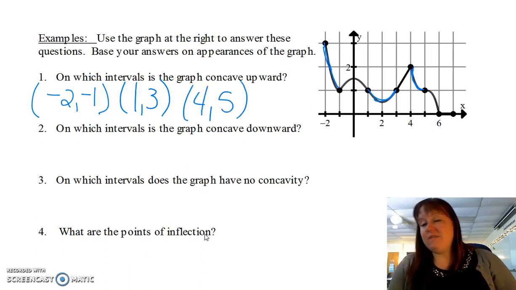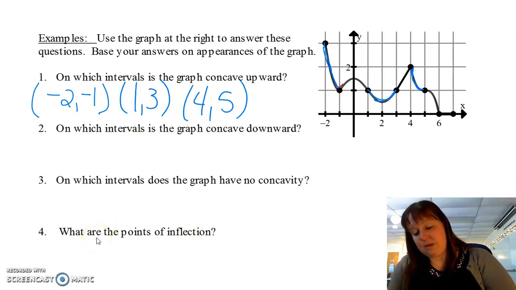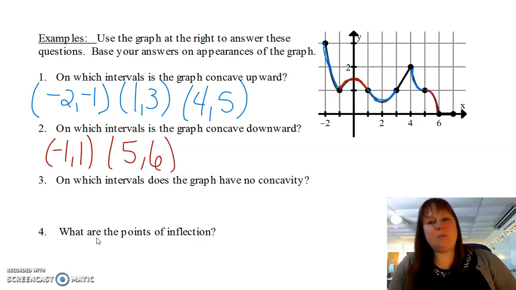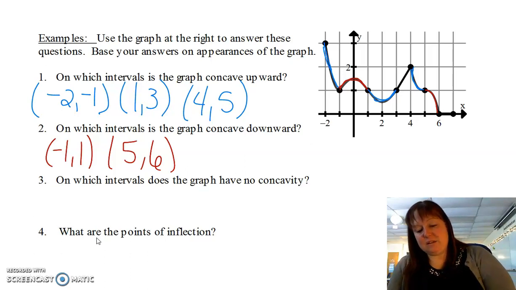So where is it concave downward? Well, it is concave downward from -1 to 1, and from 5 to 6. And then we have a couple of spots, and you might not be able to see this very well, where it doesn't seem to be curving at all. In fact, in this spot right here, you see how it's just a line? And here is a line as well.